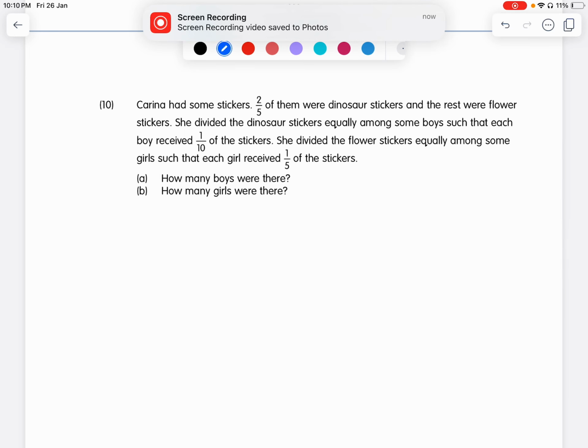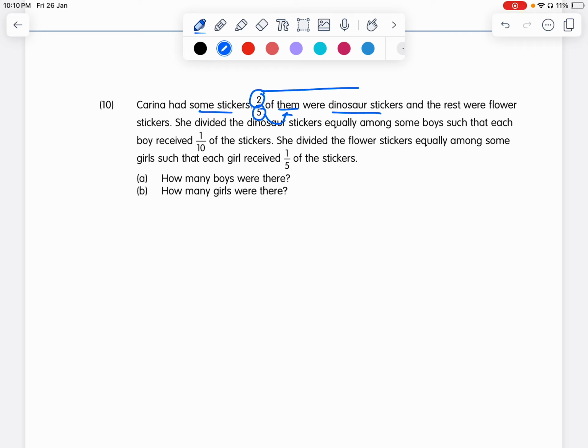Okay, now question 10 is also pretty straightforward. Karina had some stickers. 2/5 of them were dinosaur stickers, and the rest were flower stickers, which means the flower stickers are 3/5. The dinosaur stickers were divided equally among some boys, and each boy received 1/10 of the stickers. The flower stickers were divided equally among the girls, such that each girl received 1/5 of the stickers. How many boys and how many girls were there individually?